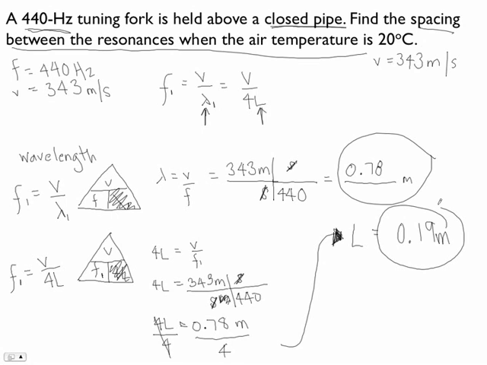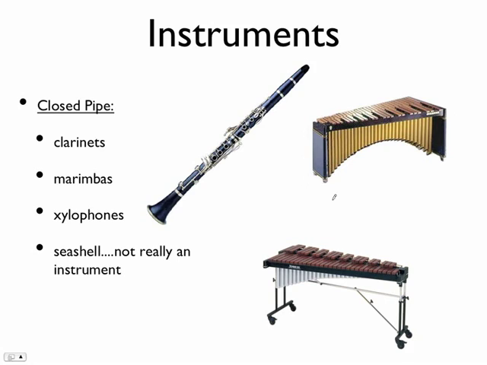And this is for a closed pipe. And some instruments that are considered closed pipe is a clarinet. This is the clarinet. I'm not a band person, but I want to say this is the marimba, and these are the xylophones, but I may have gotten it wrong. So if I did, just let me know, and I'll fix it.